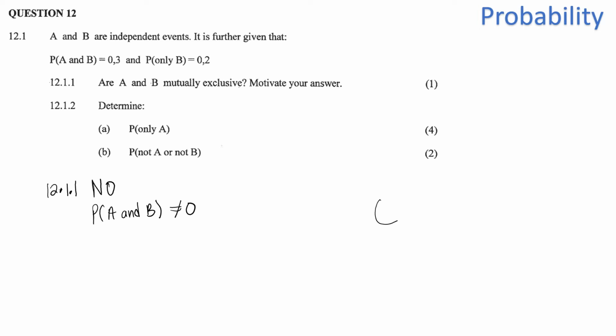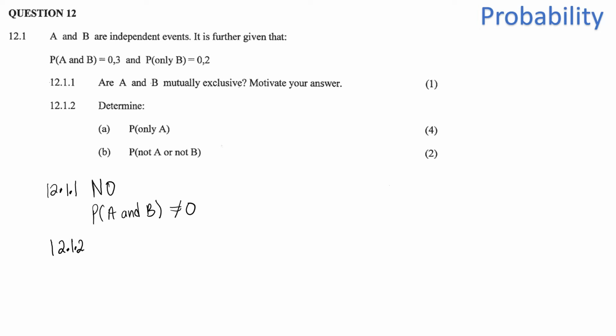If we draw it on a Venn diagram, we can deduce that events A and B would be mutually exclusive if probability of A and B is not there. So it's not there, meaning they cannot occur at the same time, meaning they don't have an intersection. That's what we mean by mutually exclusive. All right, let's go to 12.1.2 now.